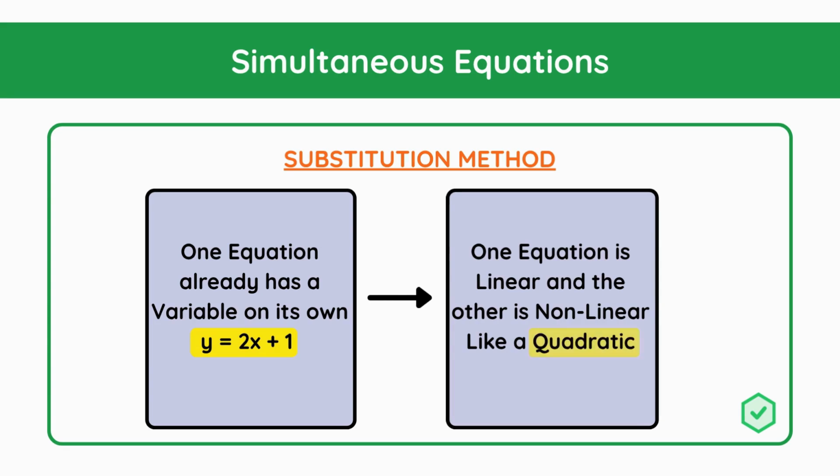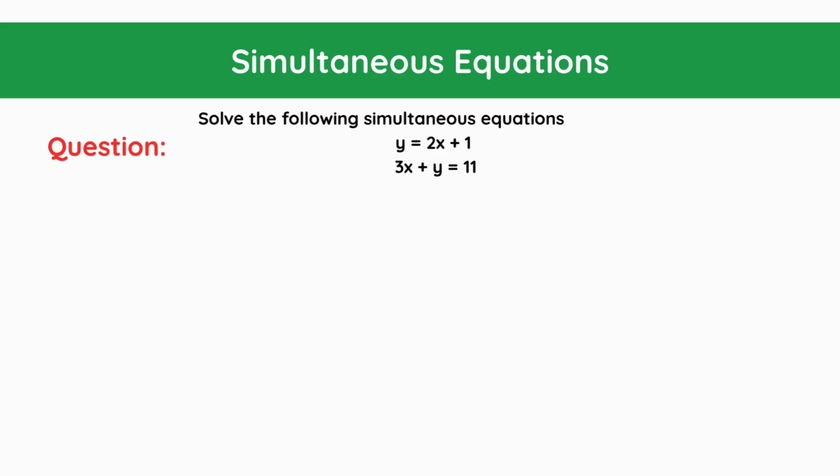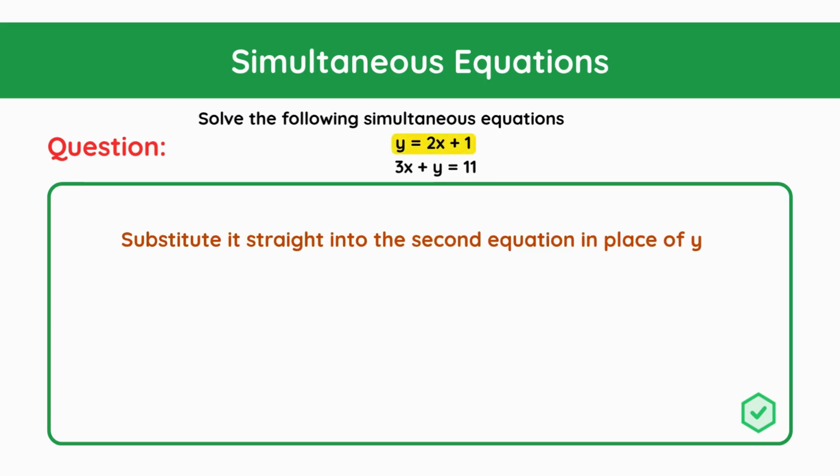For example, a quadratic. In that case, elimination simply will not work and you must use substitution. Let's start with a simple example. We are given y equals 2x plus 1, 3x plus y equals 11. The first equation already tells us that y equals 2x plus 1. So instead of dealing with two unknowns, we can substitute this expression for y straight into the second equation.